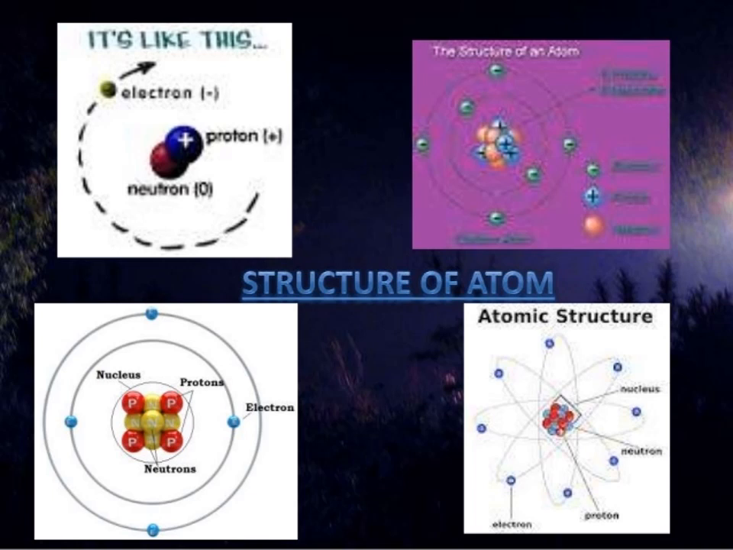Atoms, see the picture everybody. Neutrons and protons together make a nucleus. The outer electrons are there. Everybody see the picture. It is an atom. Protons and neutrons are inside, and electrons are outside of the nucleus. It is the structure of the atom.